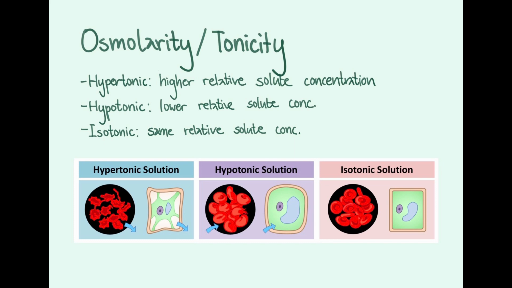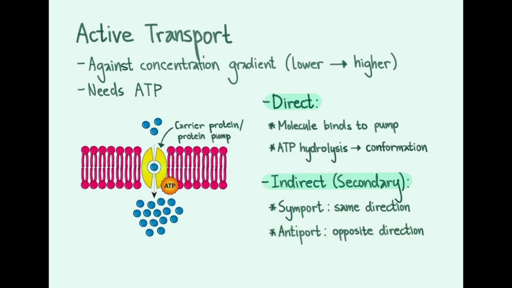Here is a visualization of what would happen if animal cells and plant cells were put into solutions of different tonicities. Unlike animal cells, plant cells will maintain an overall fixed shape due to their rigid cell wall. Moving on to active transport. Active transport is used when cells need to intake materials against a concentration gradient. This requires energy input in the form of ATP.